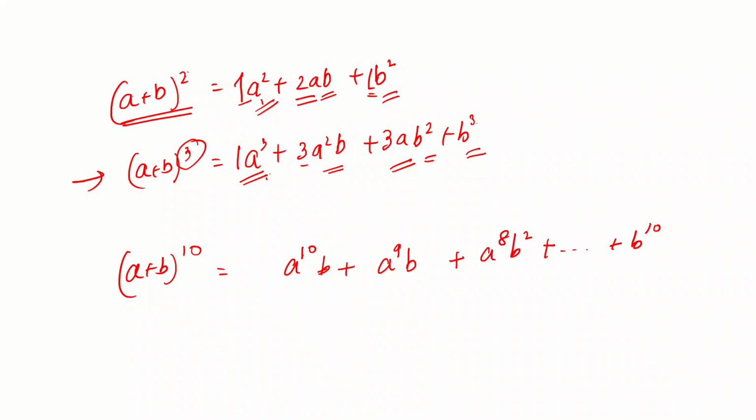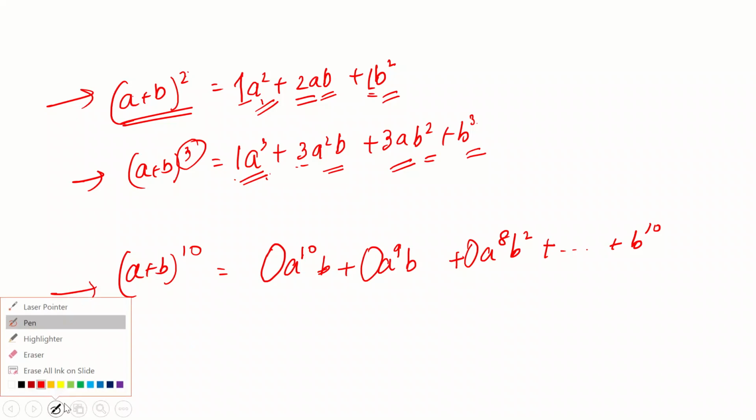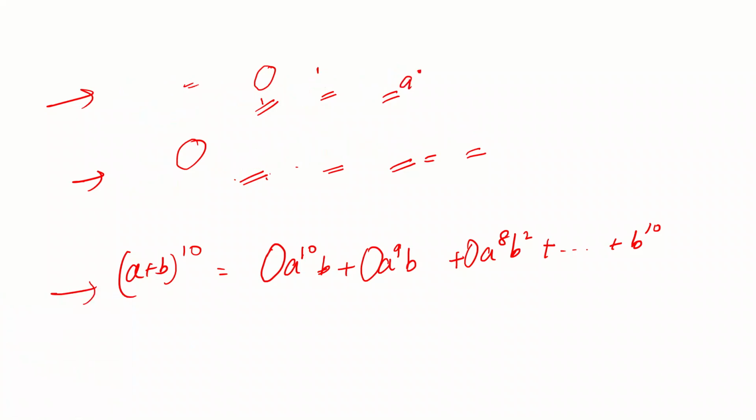So this is the pattern. All we need to find out is these coefficients. What will be the coefficients related to these terms? Just like here the coefficients are 1, 3, 3 and 1. Here the coefficients are 1, 2 and 1. So what are the coefficients related to (a + b)^10 is the question that we seek to answer.